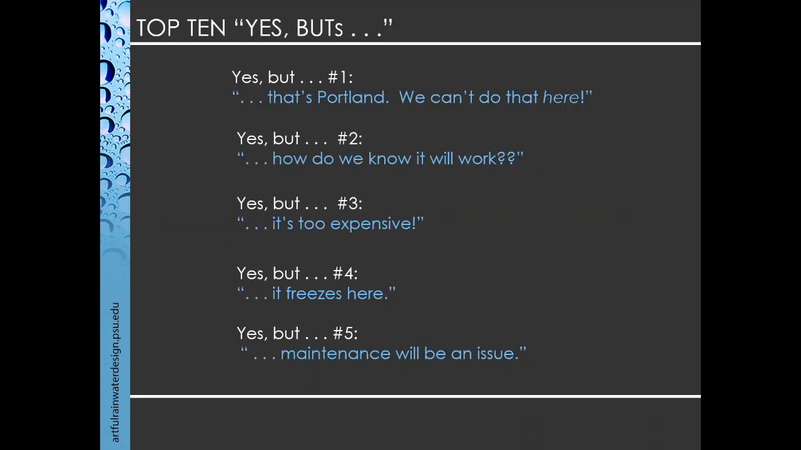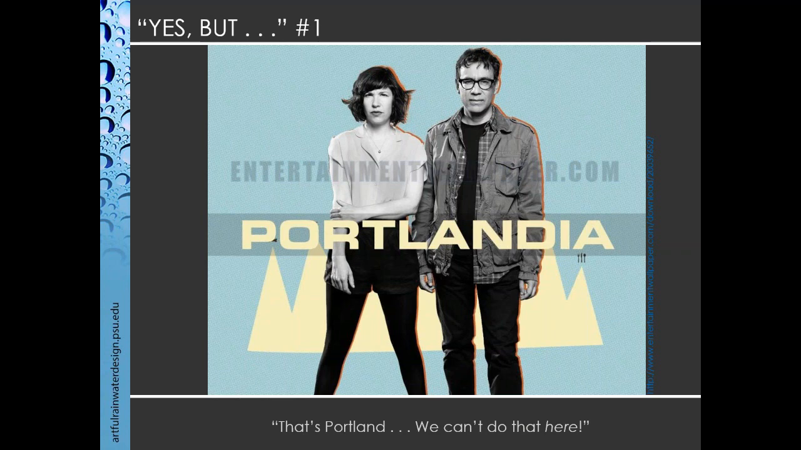So here they are. When we travel around, we get folks that always tell us the reasons that they cannot do this. You know, yes, but that's in Portland, we can't do it here. Yes, but how do we know it works? Yes, but it's too expensive. Yes, but it freezes here. And of course, my favorite yes, but maintenance is an issue. So Portland, the place where young people go to retire, I've been told.